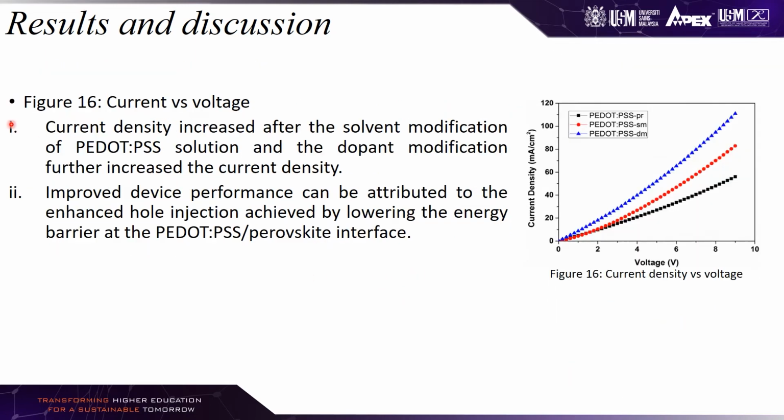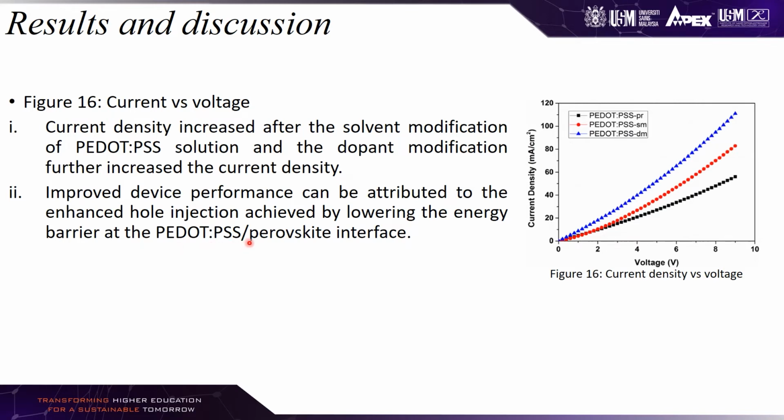Figure 16, current versus voltage. Current density increases after the solvent modification of the PEDOT:PSS solution, and the dopant modification further increases the current density. Improved device performance can be attributed to the enhanced hole injection achieved by lowering the energy barrier at the PEDOT:PSS perovskite interface.